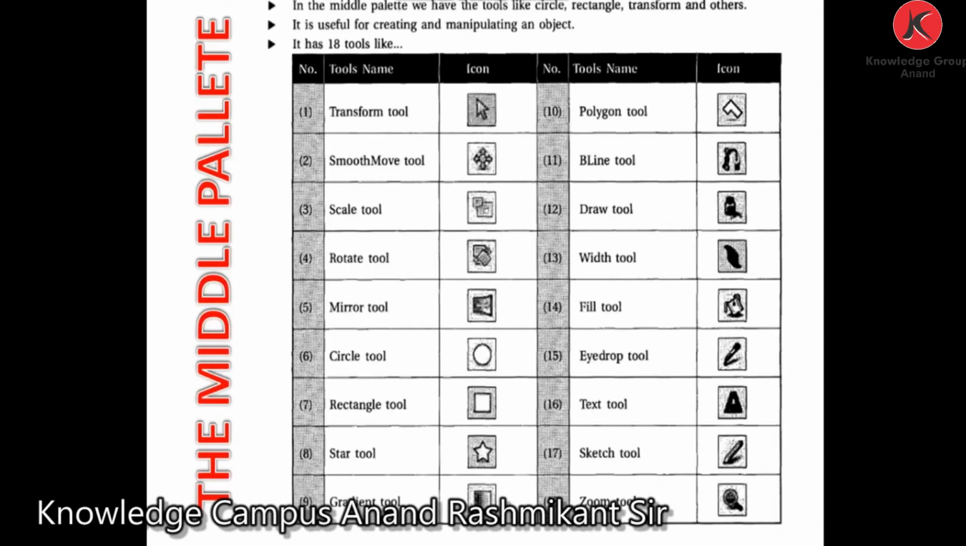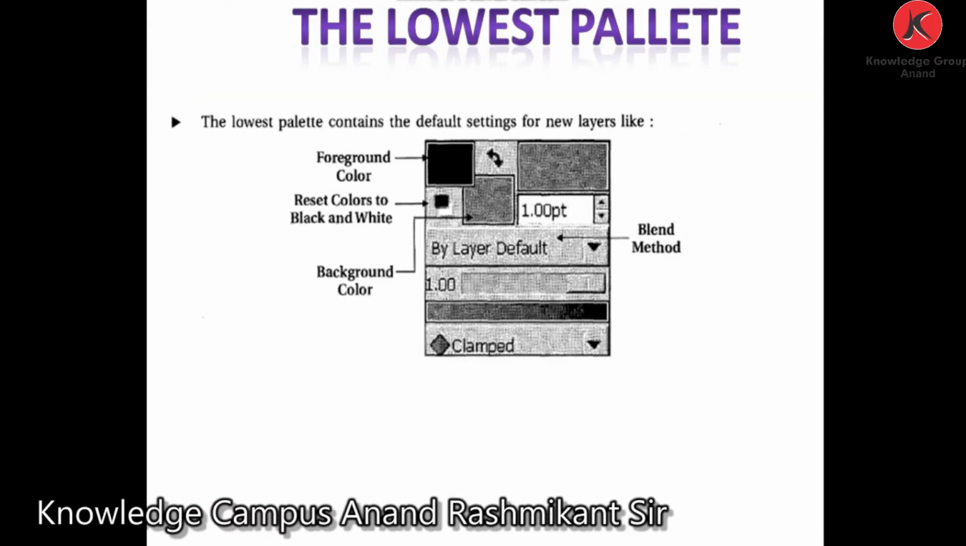Middle palette. In the middle palette, we have the tools like circle, rectangle, transform, and others. It is useful for creating and manipulating objects. It has 18 tools, like you can see here: transform tool, smooth move tool, scale tool, rotate tool, mirror tool, fill tool, width tool, draw tool. The lowest palette contains the default settings for new layers like foreground color, background color, brush size, blend method, opacity, gradient, interpolation.